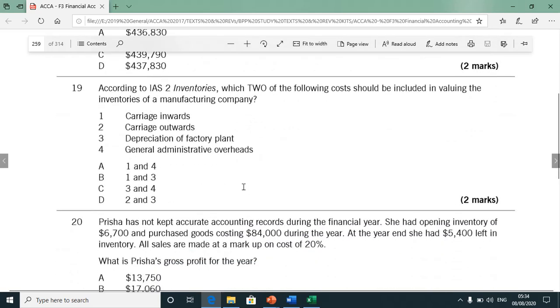I want us to progress to the next question. According to IAS 2 Inventories, which two of the following costs would be included in valuing the inventories of a manufacturing company? Carriage inwards we take, carriage outwards no, that is a distribution cost. Depreciation of factory plant, yes, we can take it as an overhead. General administrative we don't. So it is only 1 and 3. So B is the answer there.